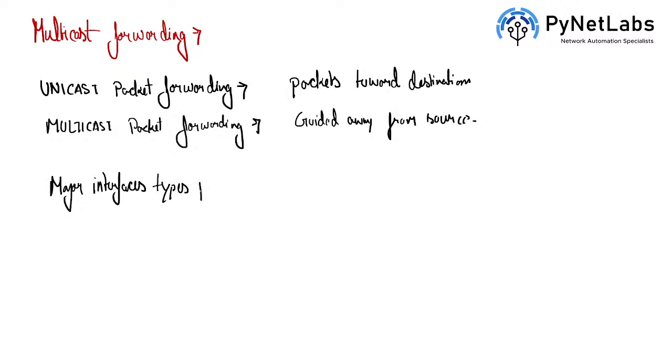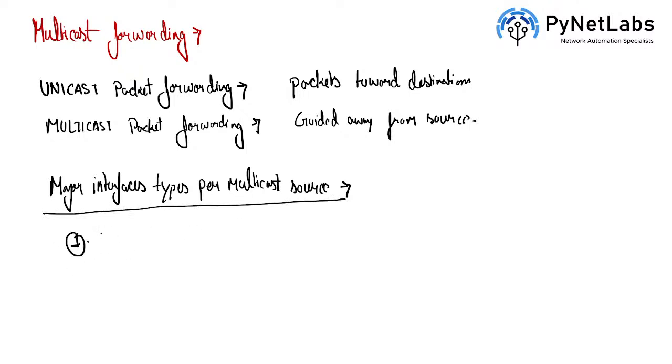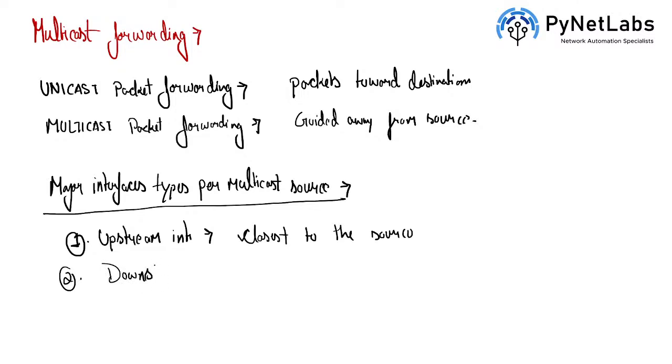Types per multicast source. Whenever we are talking about the major types as per interfaces per multicast source, we have the first one, which is your upstream interface. The upstream interface is the one closest to the source. Then the second we have is the downstream interface.